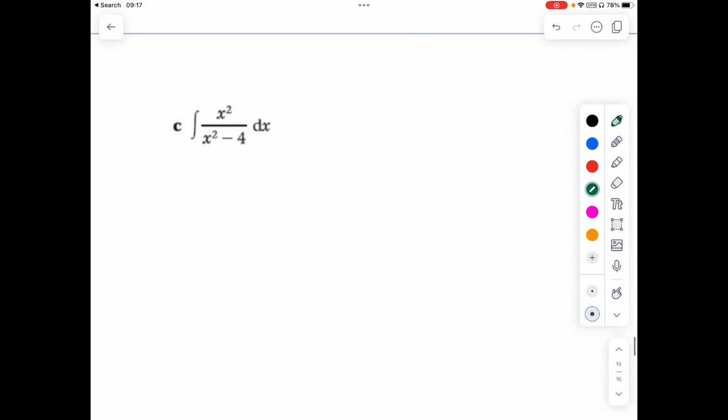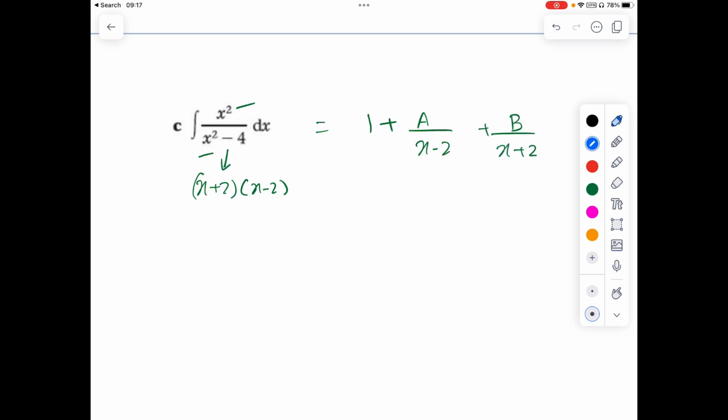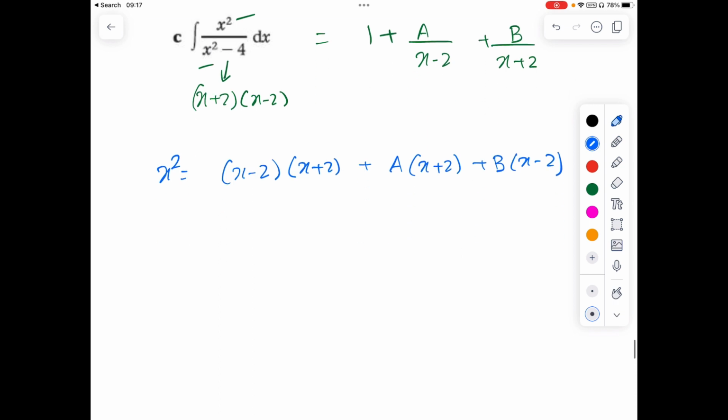Part C: x squared, so it should be 1 plus, and it is (x plus 2) times (x minus 2). So it will become a upon (x minus 2) plus b upon (x plus 2). For the simplification, x squared equals (x minus 2)(x plus 2) plus a times (x plus 2) plus b times (x minus 2). Then what am I doing?